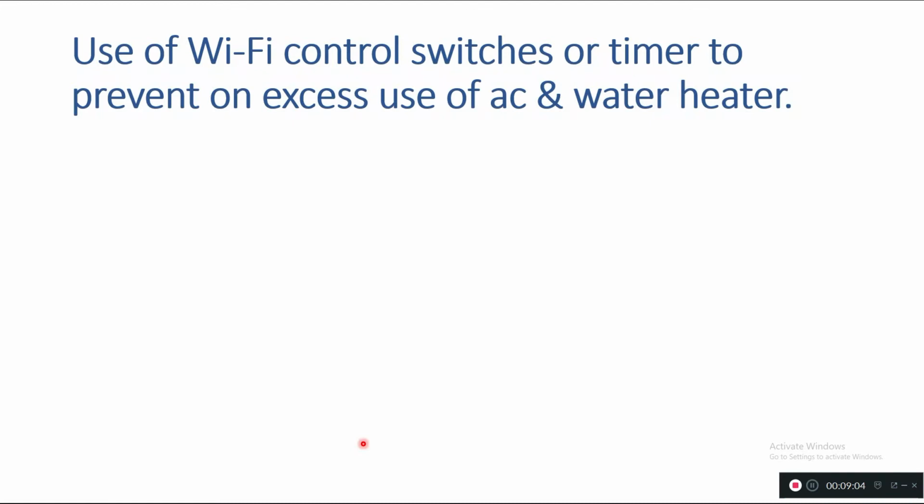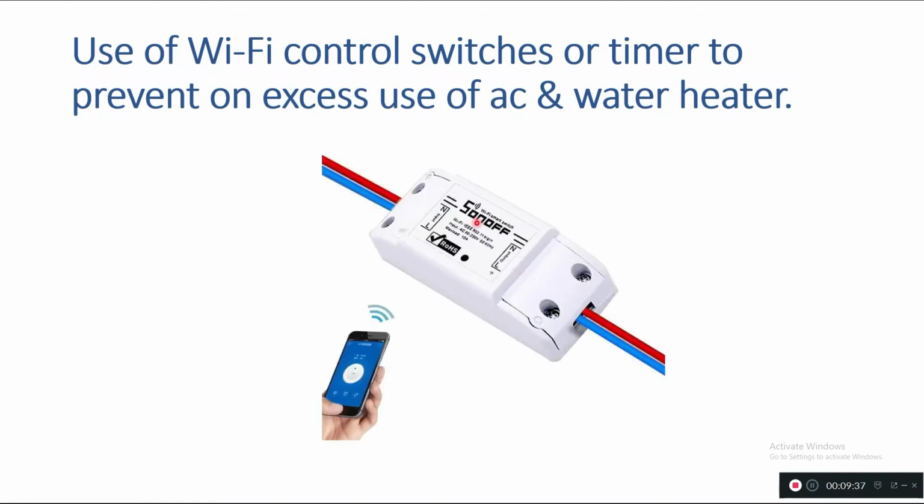Next is use of Wi-Fi control switches or timers to prevent excess use of AC and water heater. Here is an example of a Wi-Fi control switch which is available in the market. You just need to connect it just before the appliance, and then you can control the switching of the appliance through Wi-Fi. Suppose it is summertime and you are getting back home. So you want the room to be cooled.